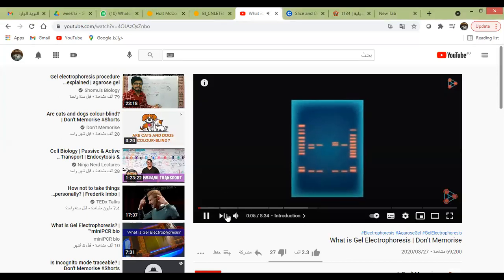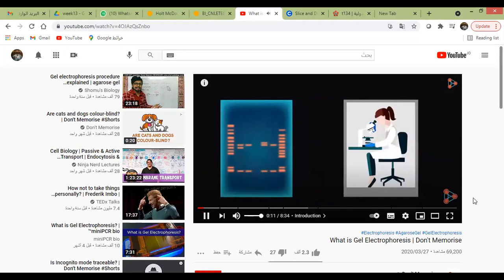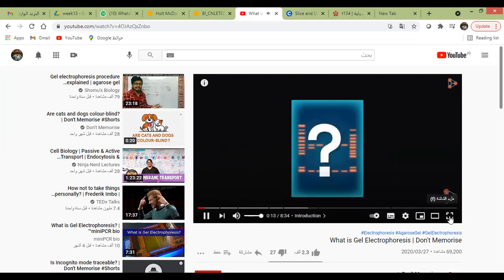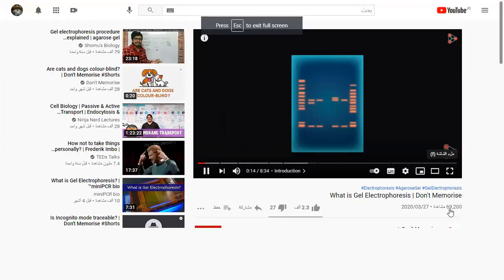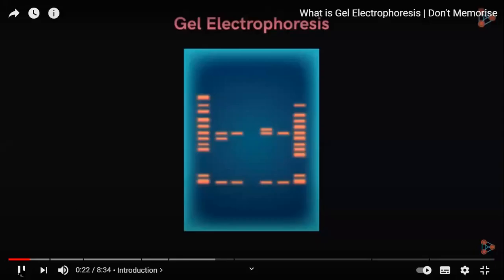This kind of an image is not new to us, especially for people who love forensic science. But what exactly is this? It's an image of the separated DNA fragments on a piece of gel. And the process of separating them is called gel electrophoresis.